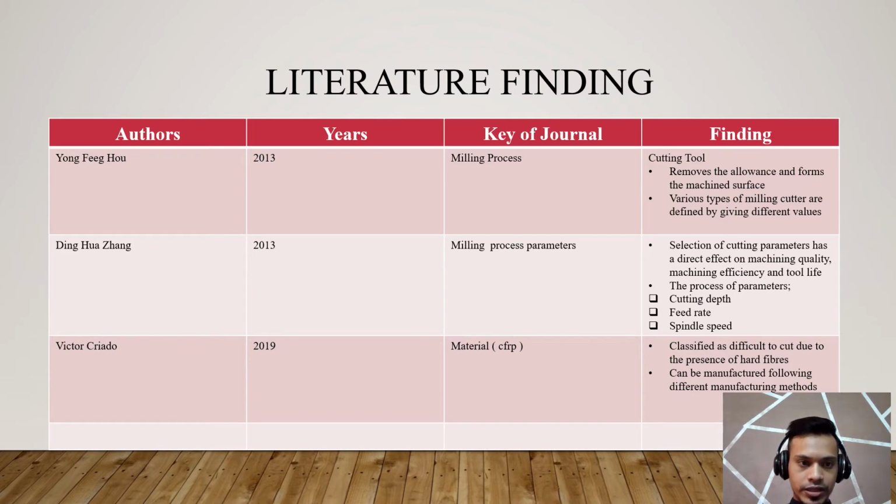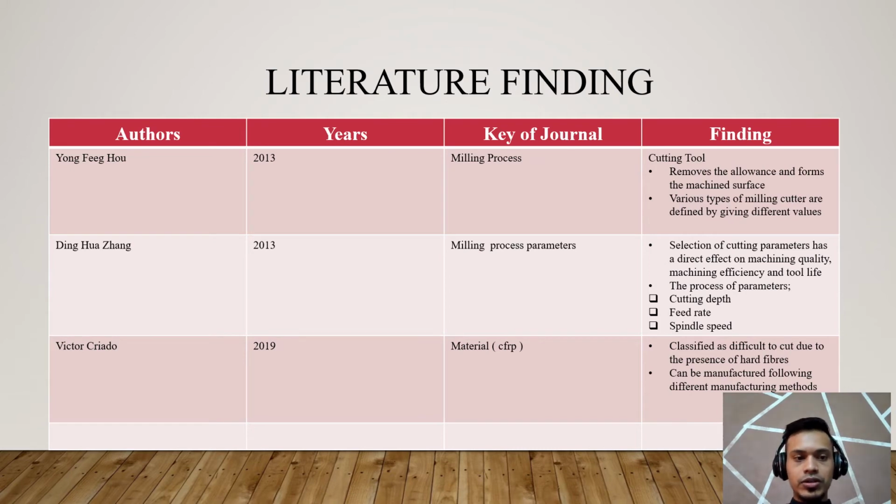As you can see from the first table, our author is Yong Fing Ho, who published his article in the year 2013, and from his journal on the milling process, I gained a lot of information, where the cutting tool removes the allowance and forms the machining surface, and various types of milling cutters are defined by giving different values. This is the information that I got from his journal.